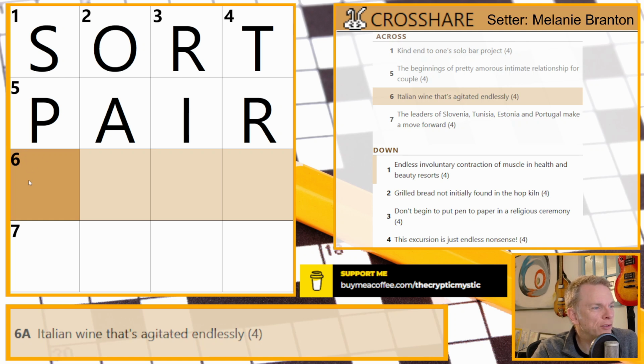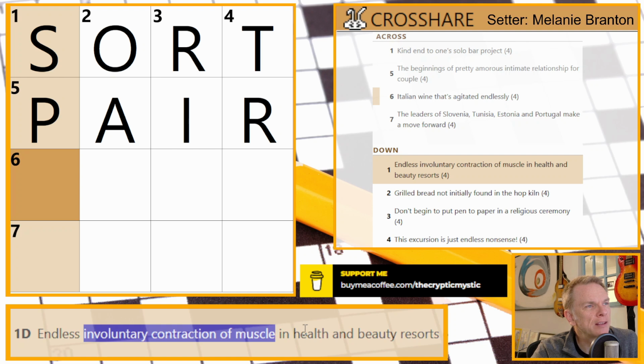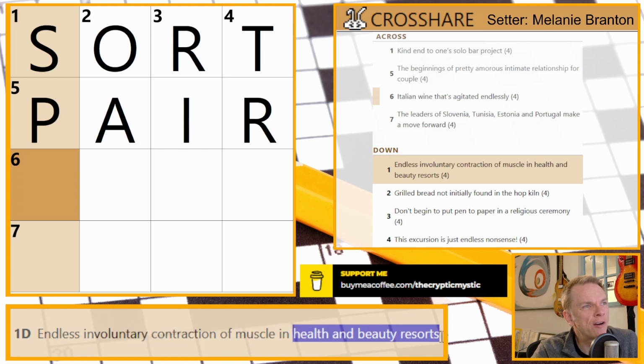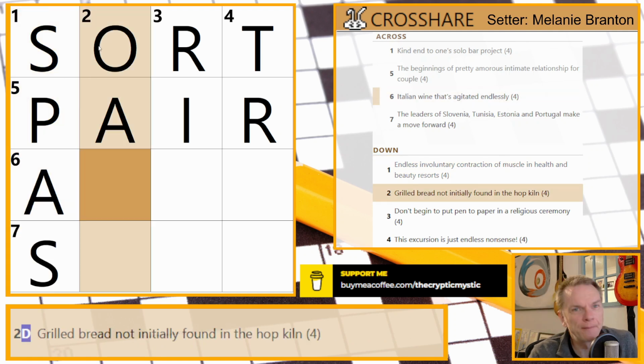Let's try 1 down. Endless involuntary contraction of muscle in health and beauty resorts. So endless there. Look at that. That's our wordplay indicator. So we're looking at involuntary contraction of muscle. And health and beauty resorts is going to be our definition here. So a spasm is an involuntary contraction of muscle, isn't it? So that's going to be take off the last letter of spasm, which is what endless is telling us to do. And we're going to end up with spas. See that? 2 down. Grilled bread not initially found in the hop kiln.